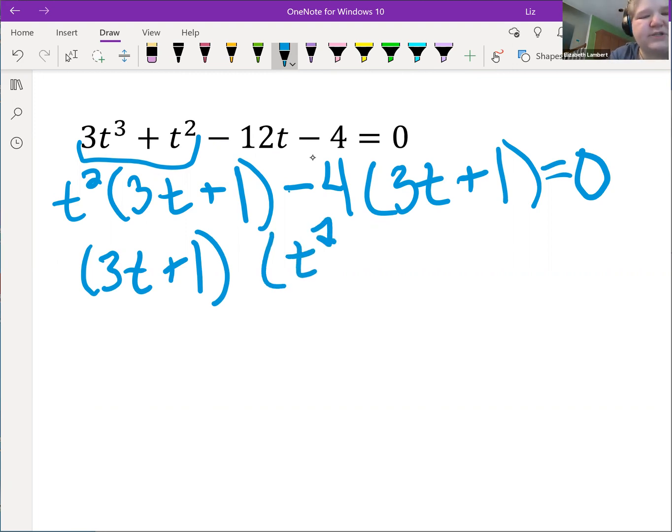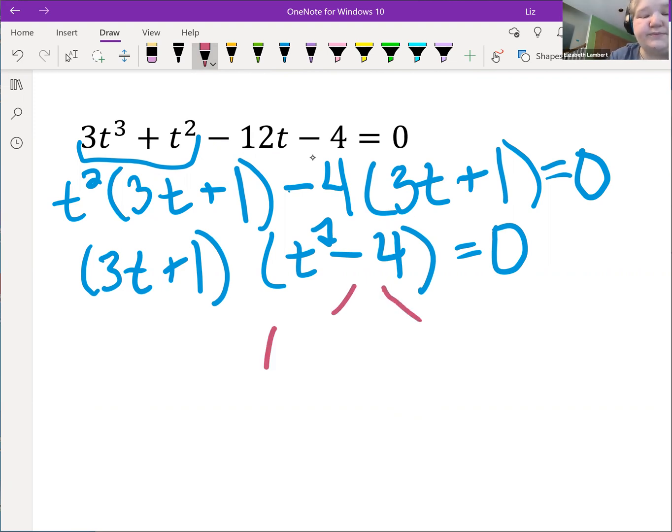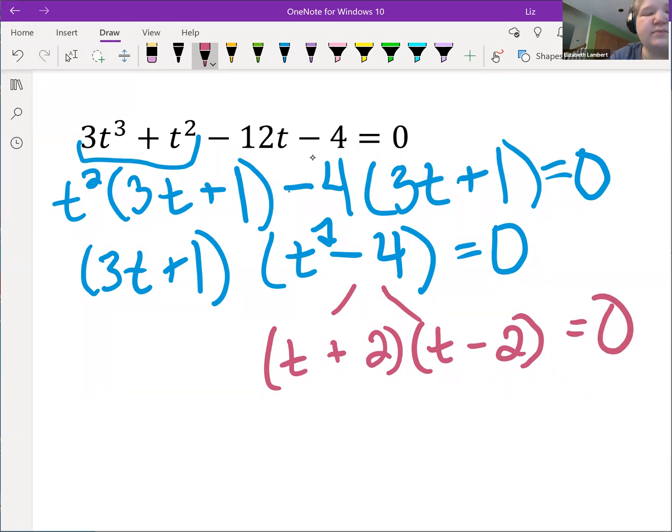And then our leftovers, t squared minus 4. Ooh, 2 terms, but a squared and a constant with a minus. That is indeed the ever popular difference of squares. So we're going to have a t and a t. 4 splits into 2 and 2. 1 positive, 1 negative, and we still have the 3t plus 1.